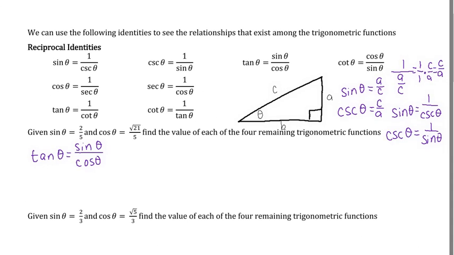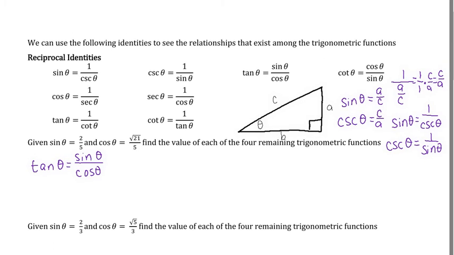And I'm going to be using the same triangle we have down there. All right, using that triangle, we know that sine theta is opposite over hypotenuse, and cosine theta is adjacent over hypotenuse. And we know that tangent theta is opposite over adjacent.